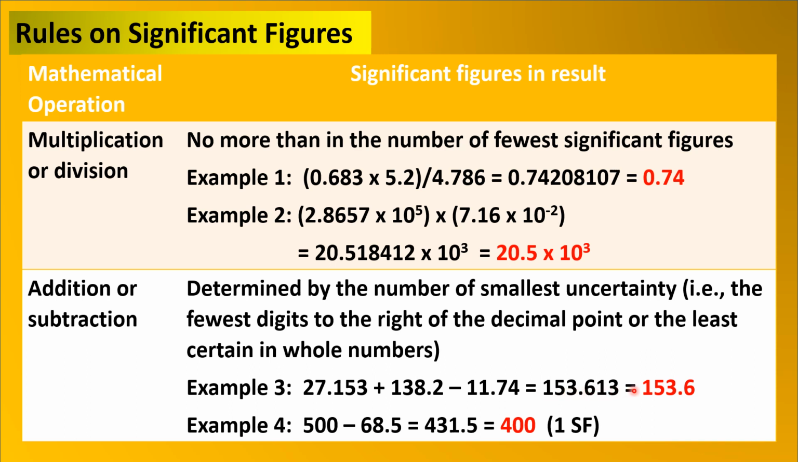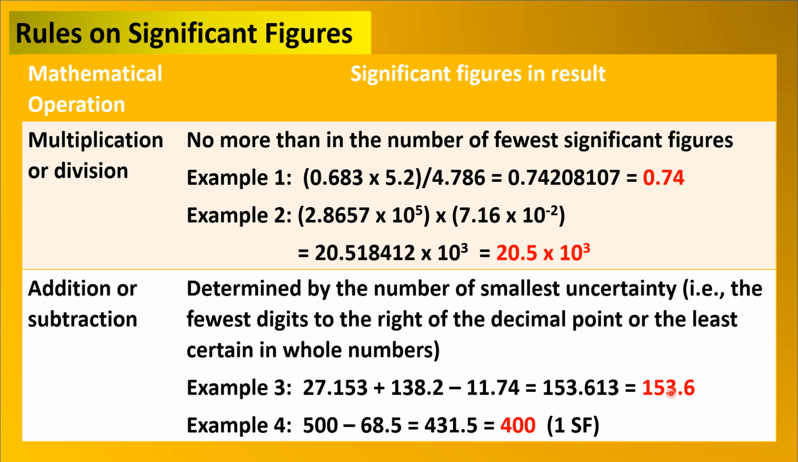And of course, we have to decide how many decimal places our answer should have. If you're going to follow the rule, among the 3 given quantities, 138.2 contains the least number of decimal places. It only has 1 decimal place, and therefore our answer has to be rounded, just like 138.2, which has only 1 decimal place. So when rounded to 1 decimal place, this becomes 153.6.